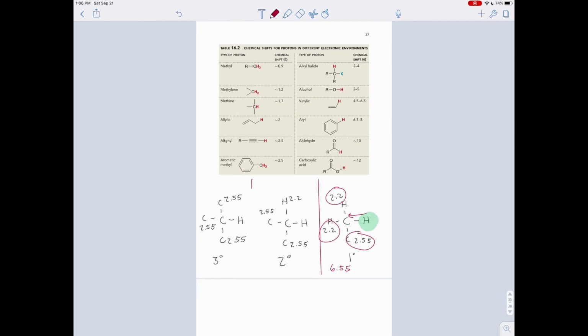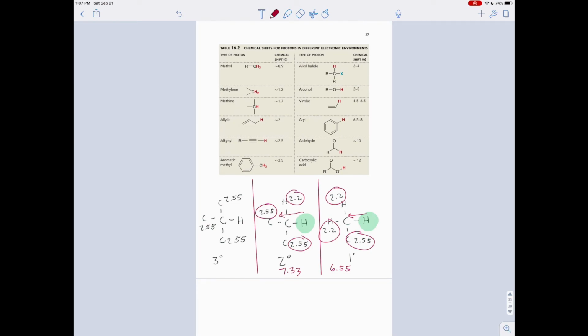Okay, let's compare that with a secondary carbon. Here, our hydrogen of interest feels a pull from 2.2, that's a hydrogen, and 2.55 and 2.55, the two carbons. So overall, there's a net electronegative pull of 2.2 plus 2.55 plus 2.55, that's 7.3. So there's an electronegative force of 7.3 pulling electrons away from the hydrogen.